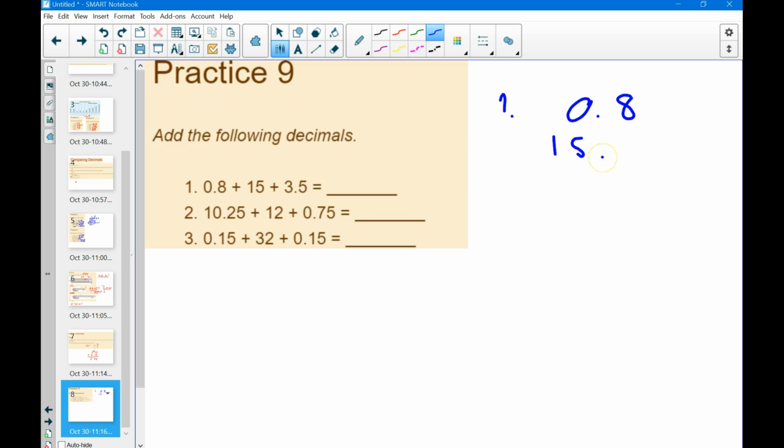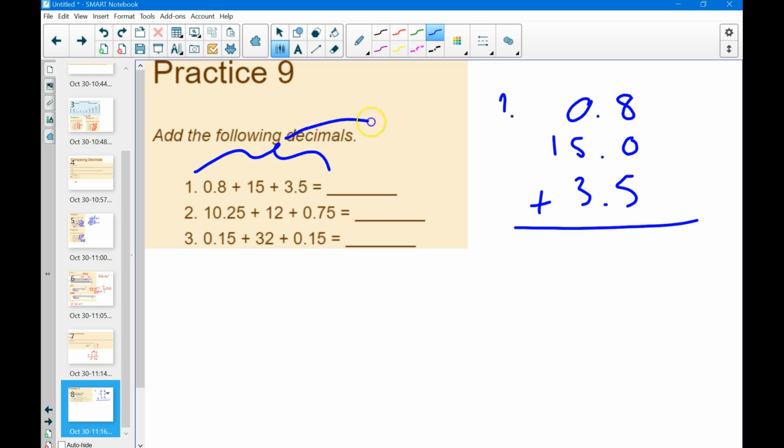The decimal will be behind. If you want to put a 0 back here, you can, no problem. And this will be 3.5. So notice how I took them from the horizontal pattern to a vertical pattern and lined up all the decimals. So now it's great.